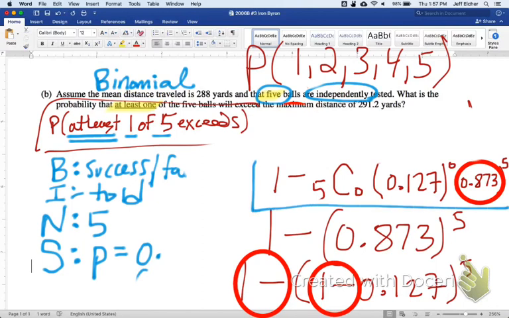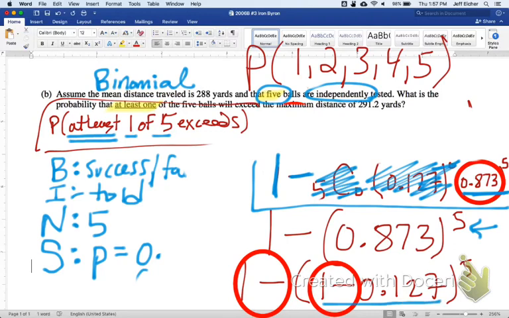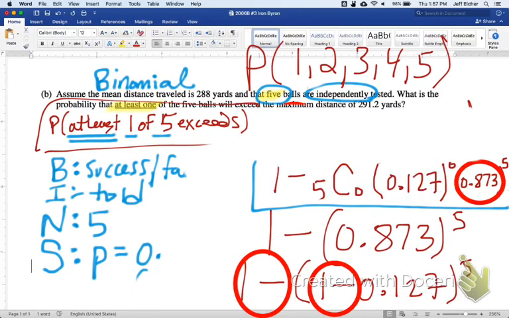This formula right here, 5 choose 0 is 1, so we don't really need that. And then 0.127 to the 0, that's 1, so we don't really need that. So that would simplify to be 1 minus this amount, which I wrote right here. But that 0.873 came from 1 minus 0.127. So either way you can show your answer, but I'd like to show it with this binomial theorem right here.